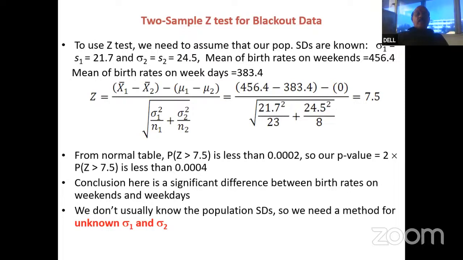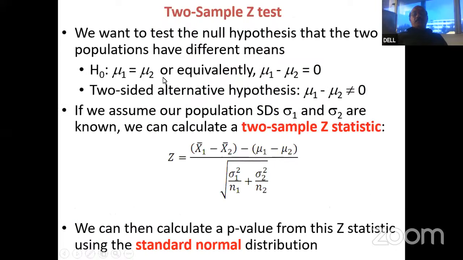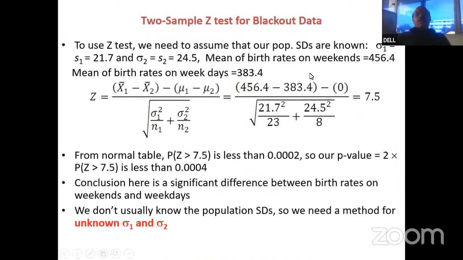Reject in the sense, whatever assumption you had considered, that the population means are equal, which you considered based on the sample values, that has been rejected. So whatever assumption you considered relating to the null hypothesis, that has been rejected. That means the conclusion here is that there is a significant difference between birth rates on weekends and weekdays.